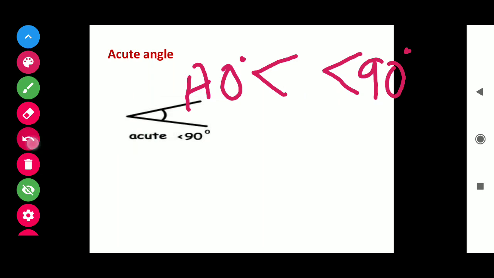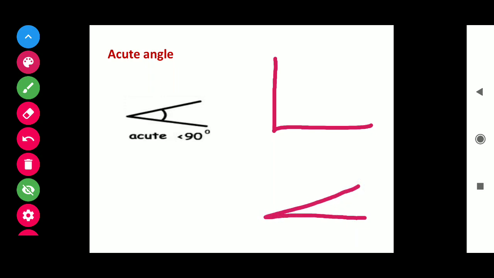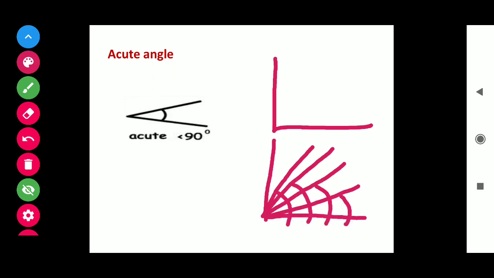I can show you more examples of an acute angle. Suppose this is your right angle. Then the arm of an acute angle must be inside the right angle. These are all obtuse and acute angles, and the right angle is like this. So these are all examples of an acute angle.